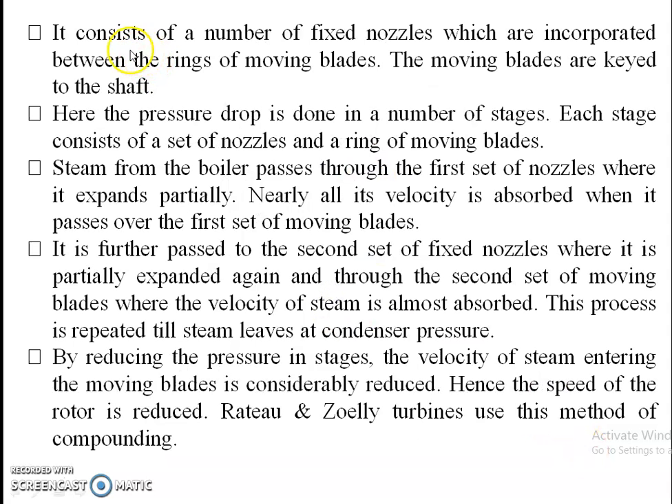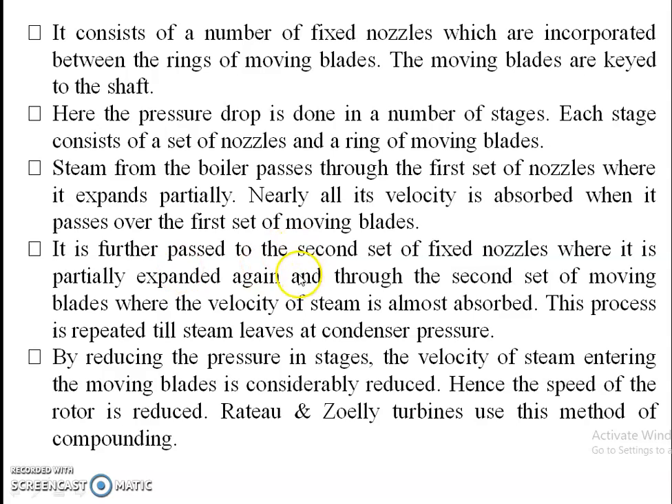This turbine consists of a number of fixed blades which are incorporated between the rings of moving blades. The moving blades are keyed to the shaft. Here the pressure drop is done in a number of stages. Each stage consists of a set of nozzles and a ring of moving blades. Steam from the boiler passes through the first set of nozzles where it expands partially. Nearly all its velocity is absorbed when it passes over the first set of moving blades.